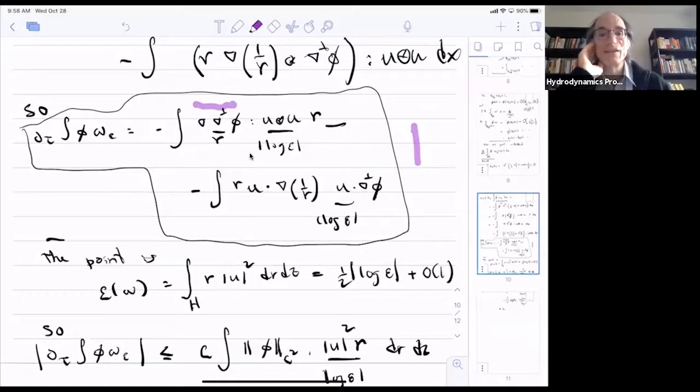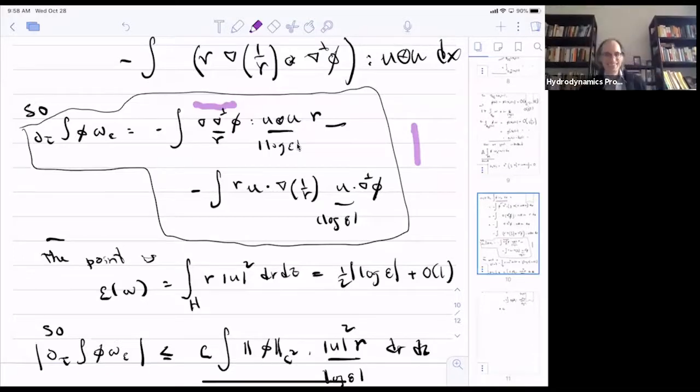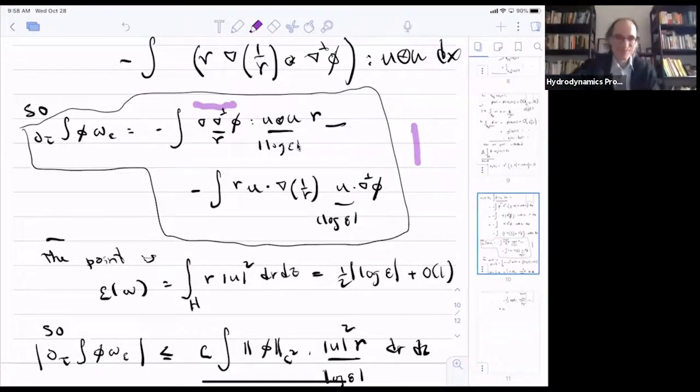Let's see. So I see there are the go slower and go faster buttons here in the chat. Okay. All right.